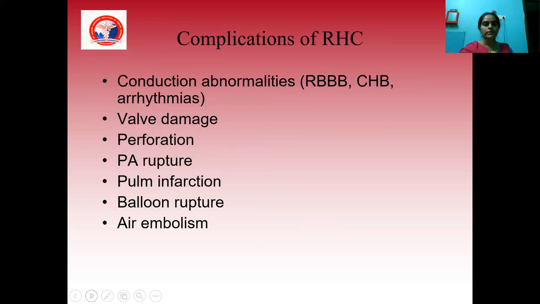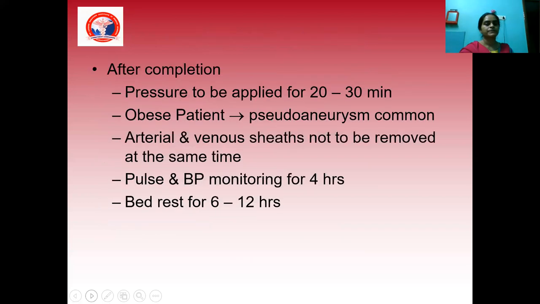Complications of right heart catheterization. Conduction abnormalities include right bundle branch block, complete heart block, arrhythmias, valvular damage, perforation, PA rupture, pulmonary infarction, balloon rupture, or air embolism.